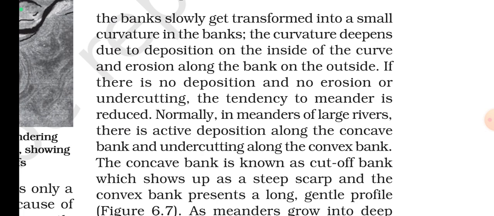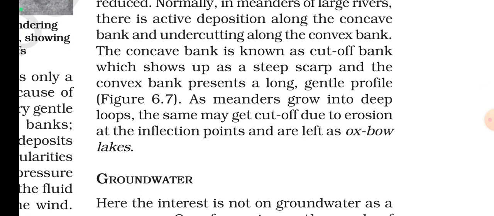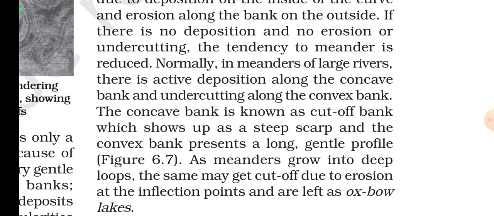Normally in meanders of large rivers, there is active deposition along the concave bank and undercutting along the convex bank. The concave bank is known as the cut-off bank, which shows up as a steep scarp, and the convex bank presents a long gentle profile.